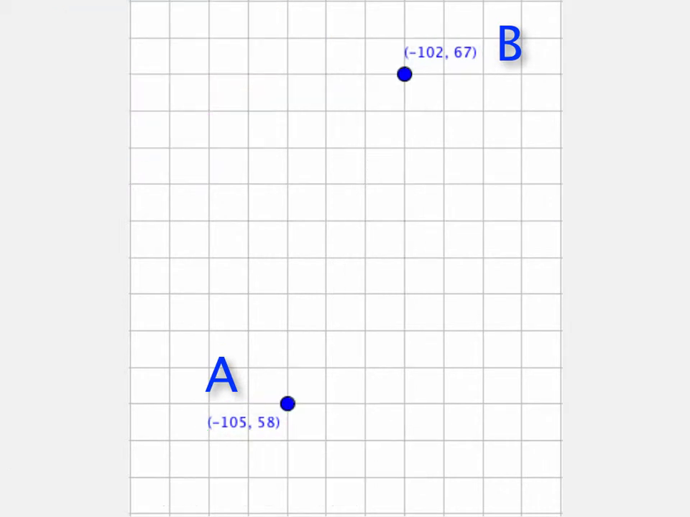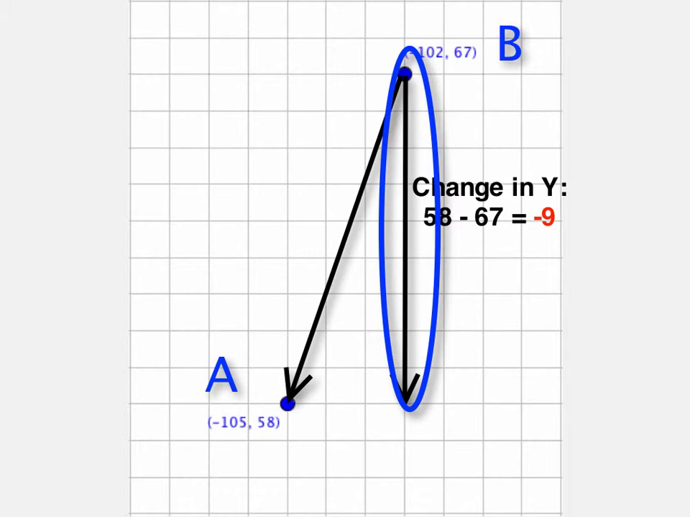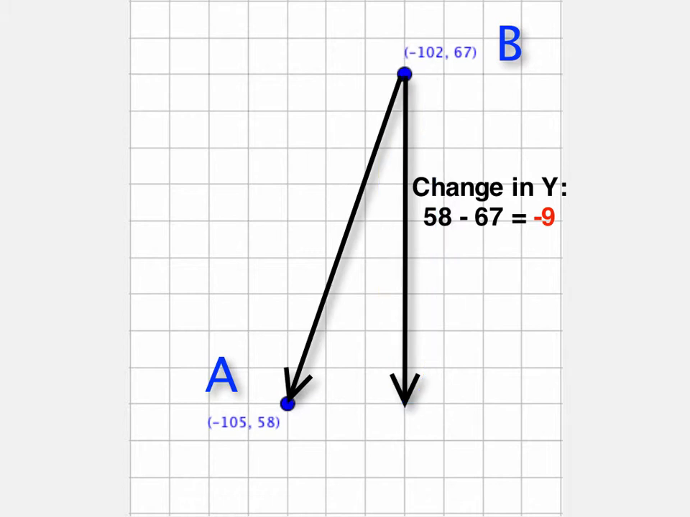Really quickly, let's find the slope in the other direction. All right, now our change in the y values is going to be 58 minus 67, for a grand total of -9. Of course, the length of this line is not -9. -9 is the change in our y values. The change in our x values will be -105 minus negative 102, or negative 3.